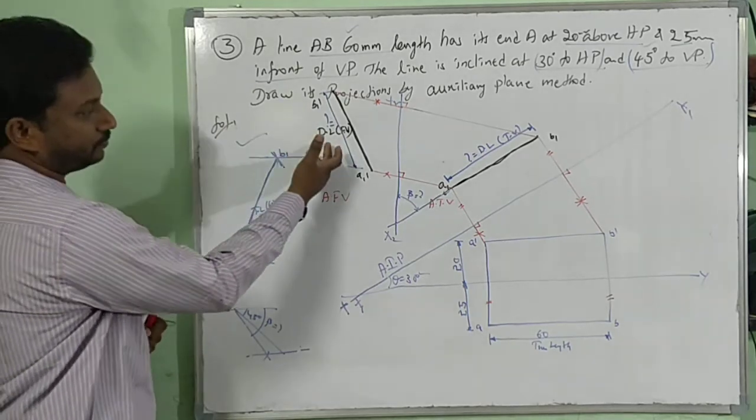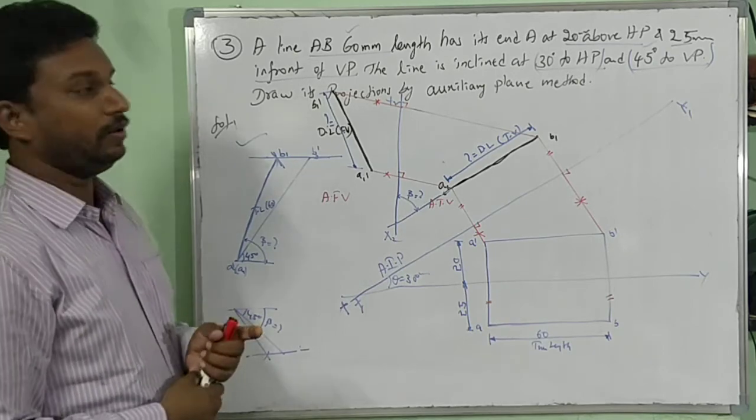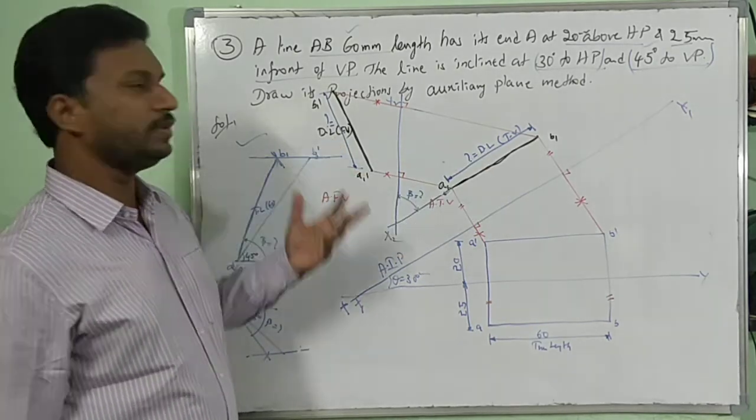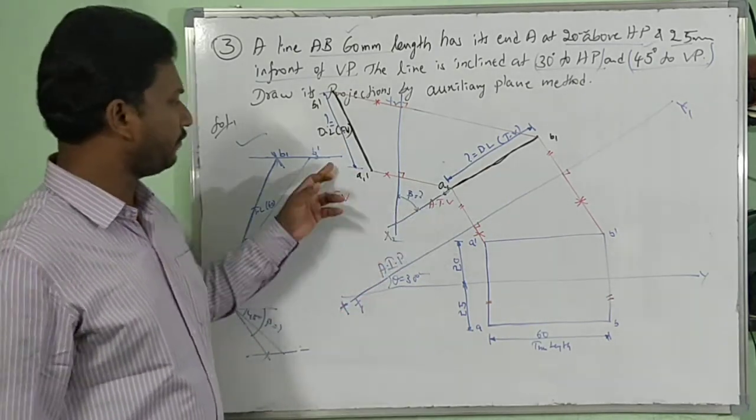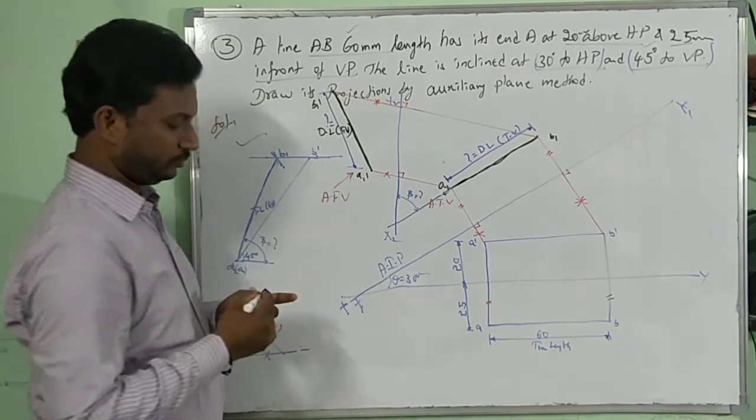You will get the diminishing length in the front view. We have to measure it. Right? Final diminishing length top view, final diminishing length front view. You got the auxiliary top view, auxiliary front view. This is the auxiliary front view.